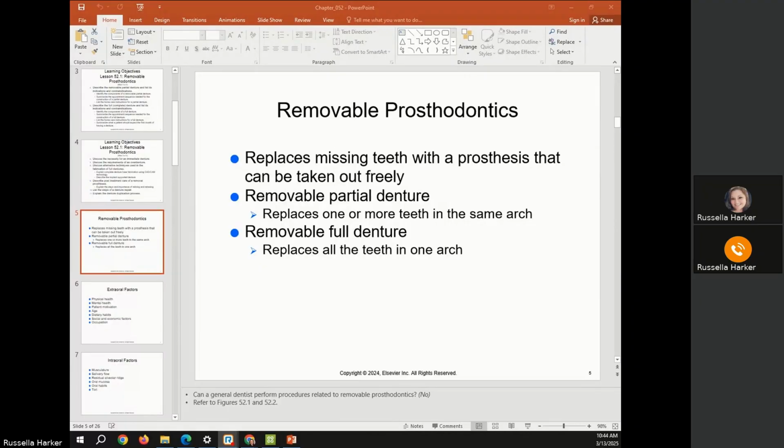Hi, this is Modern Dental Assisting, Chapter 52, Part 1. We're going over removable prosthodontics today, but we're going to go over the partial denture.